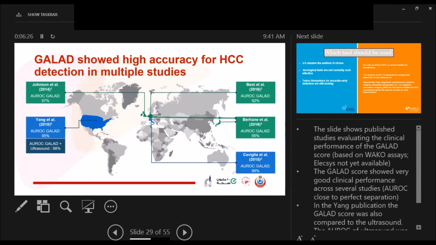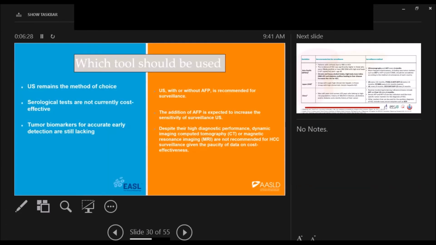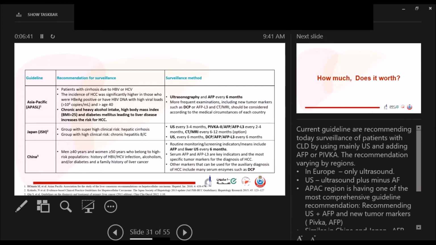GALAD's diagnostic model. It has been under study all over the world with good results, and it has begun to be included in the international guidelines. Till now, in the EASL guidelines, ultrasound is the main method of choice, and according to EASL, it is ultrasound with or without alpha-fetoprotein, but in the APASL guidelines, it's recommended to add some biomarkers such as DCP or alpha-fetoprotein L3. The Japanese guidelines started, and the Chinese started to use it as well.